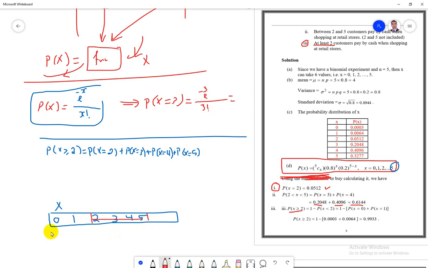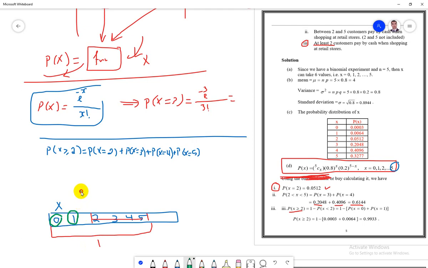Another way, I know from a probability distribution that the sum of the probability for all the values of x equals 1. If you find the probability of x equal 0, plus the probability of x equal 1, plus the probability of x equal 2, and so on till 5, adding them up will give you 1. So if I need to find the probability of x greater than or equal to 2, you have 2 ways. The first way, just find the probability of x equal 2 plus the probability of x equal 3 plus the probability of x equal 4 plus the probability of x equal 5. That's one way. The second way, you can find the probability of x equal 0 plus the probability of x equal 1 and subtract the probability of these two values from 1.